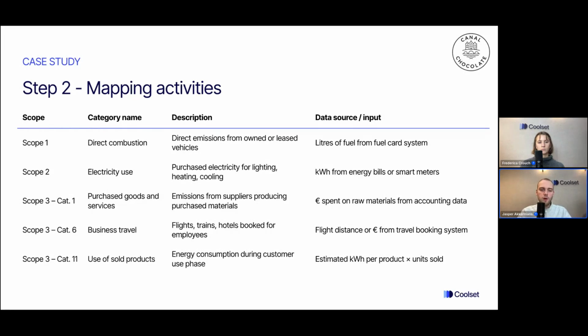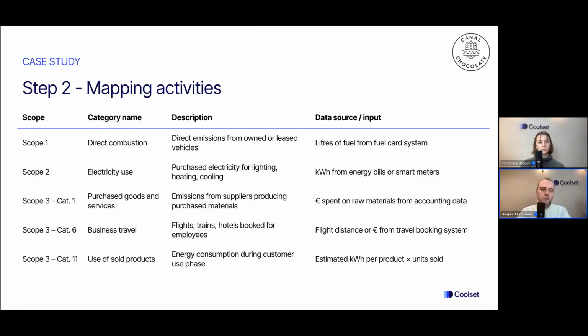Then they also look at scope 3, category 1, which is purchased goods and services. Here the description would be emissions from suppliers producing purchased materials, and the data source would be euros spent on raw materials from accounting data. So say, for example, they spent 500,000 euros on chocolate in 2024, then they would have a spend-based emission factor for that chocolate. And then, of course, in the next years, they would refine that emission factor.